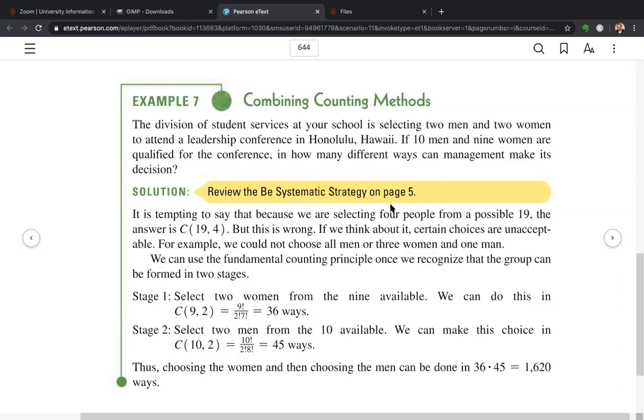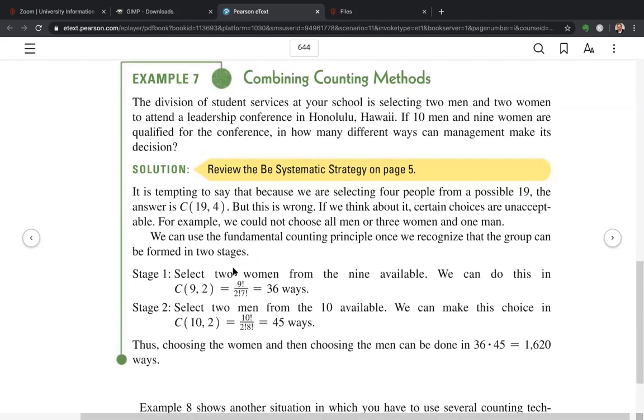So it's a combination. Now, what's important to understand is that it's tempting to say, okay, we're selecting 4 people out of 19, so we're going to do the combination of 19 choose 4. That's actually not correct, because we've got 2 different categories of individuals. We've got men and women that have to be selected between. Because if we just do the combination of 19 choose 4, what if we chose 4 men? Or what if we chose 4 women? Or what if we chose 3 men and 1 woman, or 3 women and 1 man? Those are not acceptable choices, okay? So what we have to do is break our group of 19 people into men and women and look at them individually.